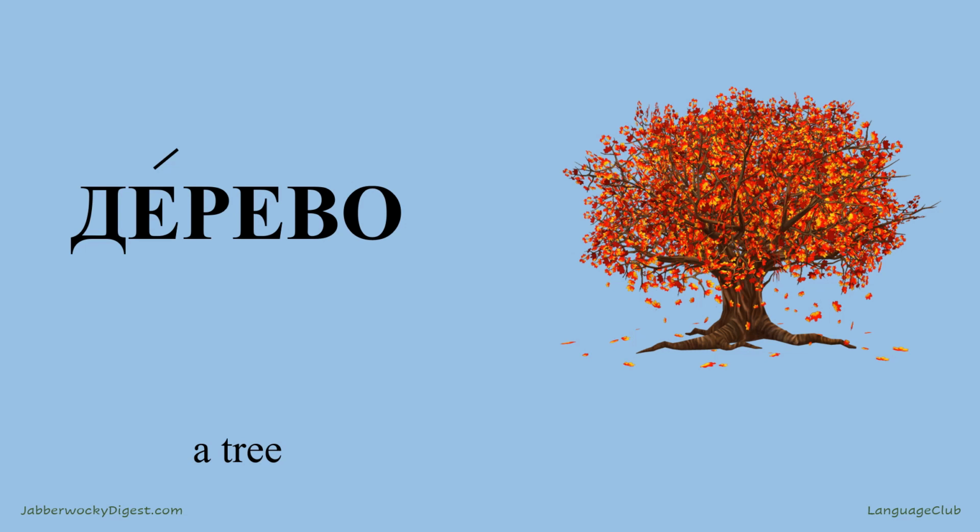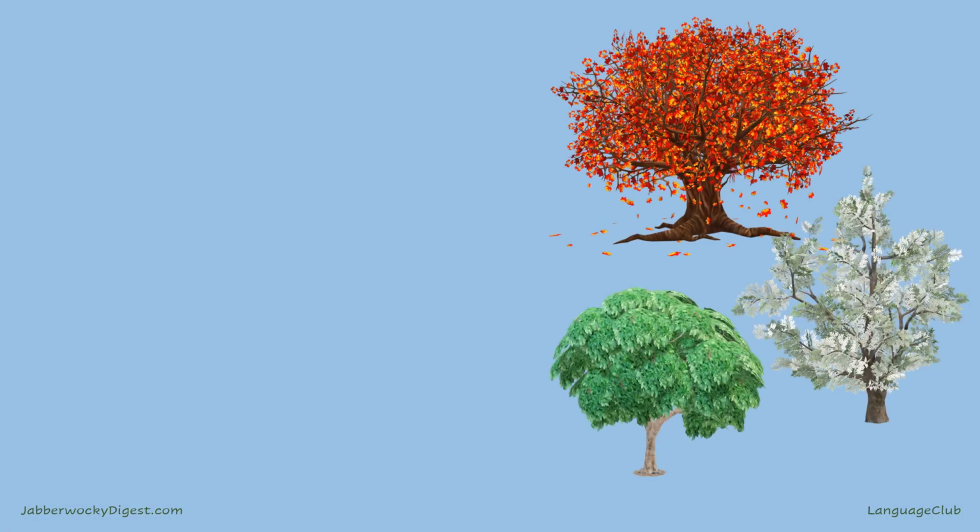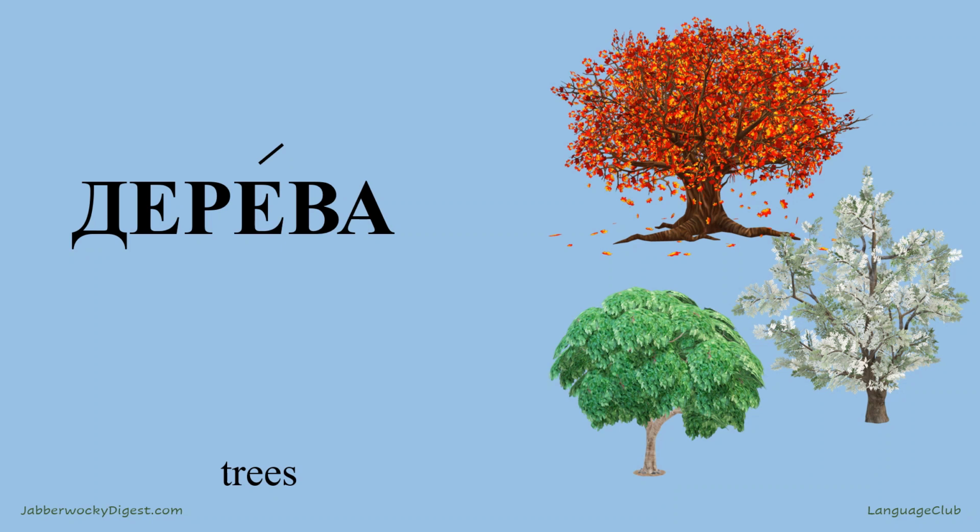Дерево. One tree is дерево. The first syllable is stressed. Дерева. Lots of trees. Pay attention to the change of stress. In singular, the first syllable was stressed, дерево. But in plural, the stress is changed. The second syllable is stressed now. Дерева.